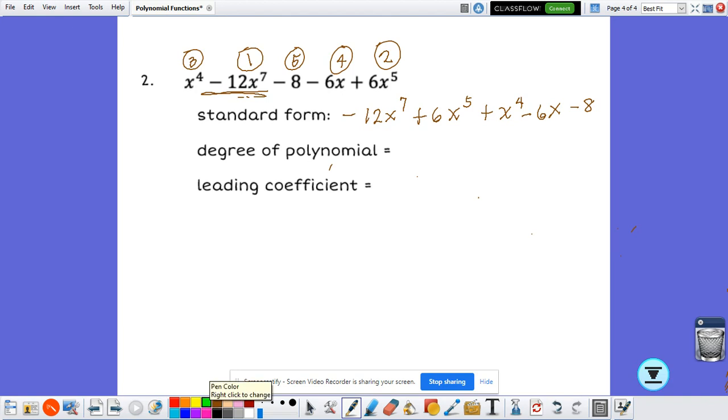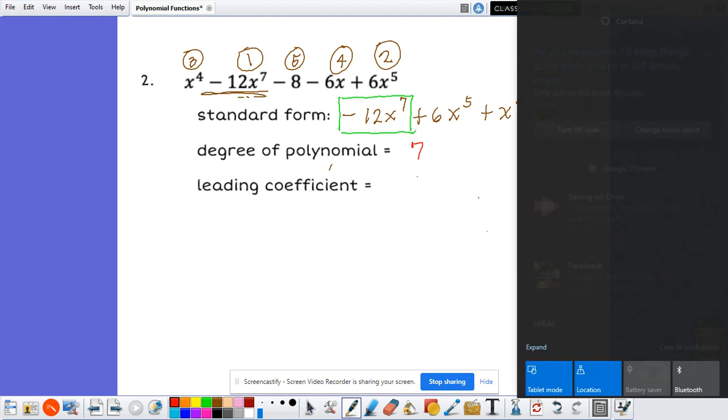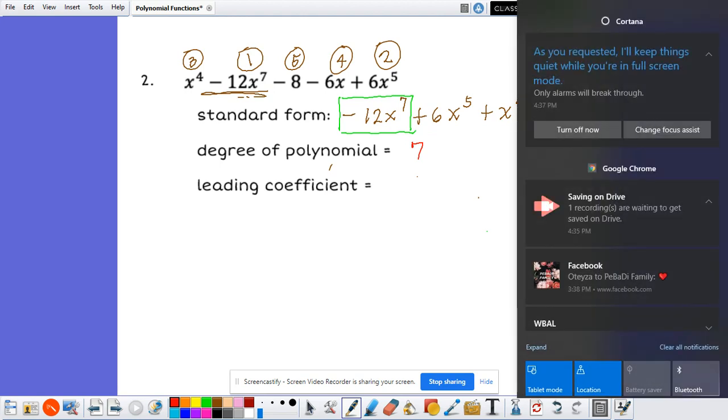Then again, for the degree of the polynomial, we are looking at the first term of the standard form. So the degree of this polynomial is 7. And the leading coefficient is minus 12.